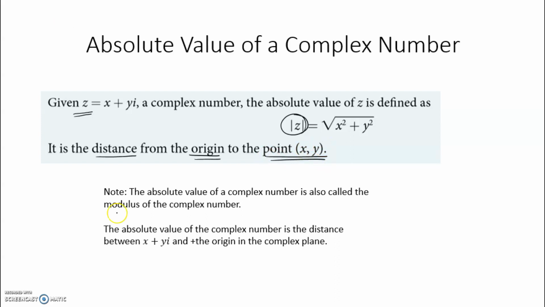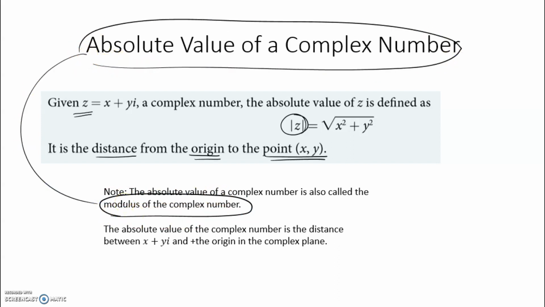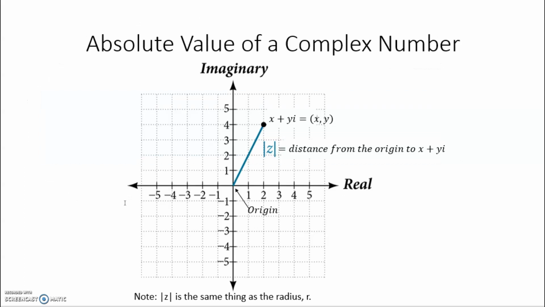Now notice this is also called the modulus of a complex number. So the absolute value of a complex number and the modulus of the complex number are the exact same thing. Okay, so if we just took a random point x, y, and here's a complex number x plus yi, the distance from the origin to that point, that is the absolute value or the modulus of your complex number. So that distance right there.